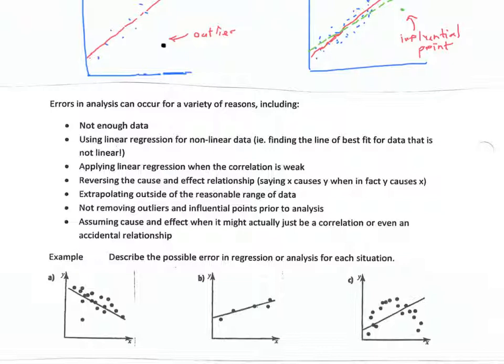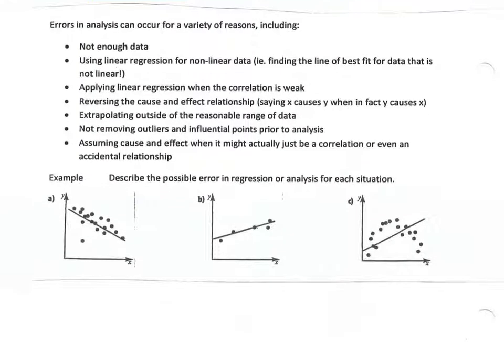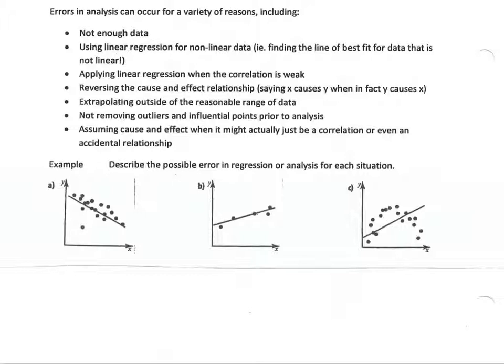We could be extrapolating outside of the reasonable range of data, so drawing a conclusion or making a prediction for a value that is too far out from the data set you already have. Not removing outliers and influential points prior to analysis, that we just talked about. And lastly, assuming cause and effect when it might actually just be a correlation or even an accidental relationship. In the example here, it says, describe the possible error in regression or analysis for each situation.